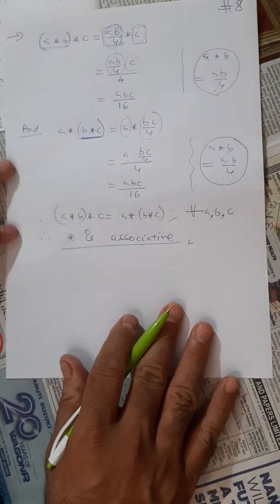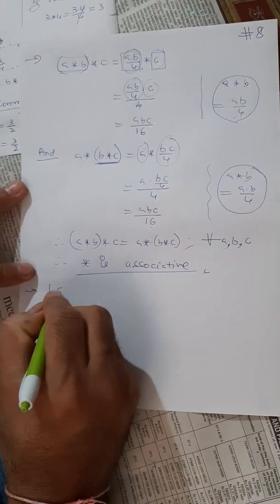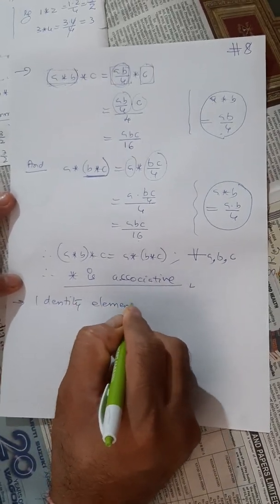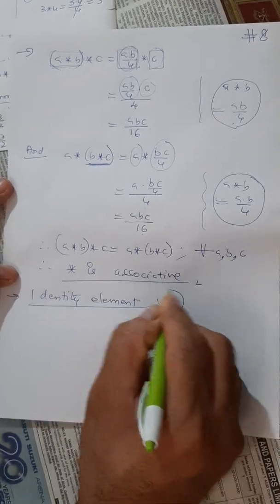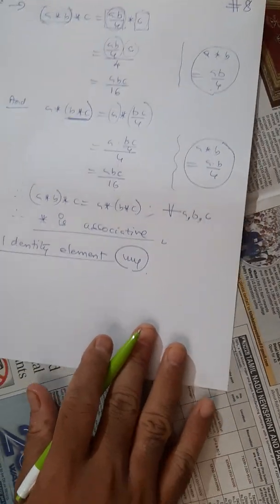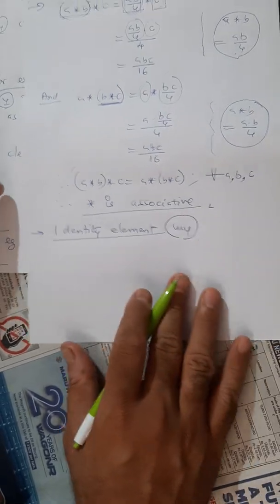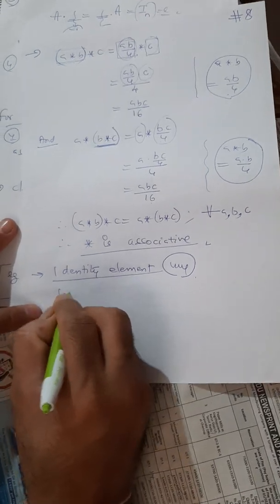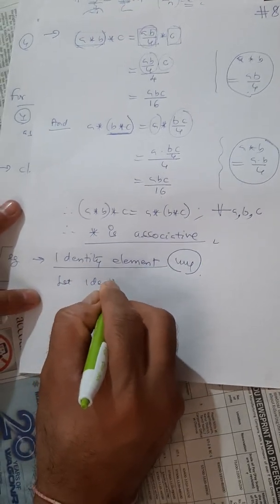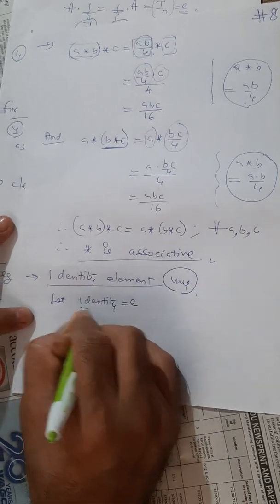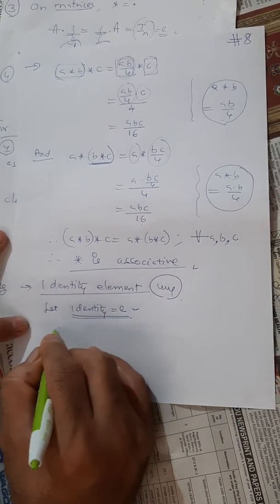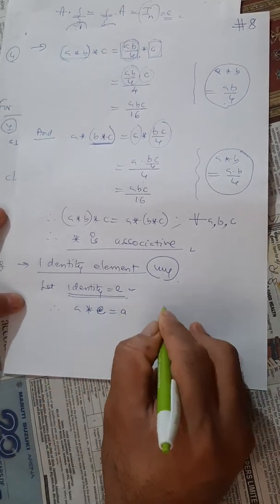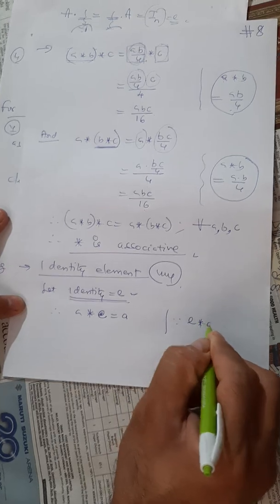Now the next important property is the identity element. This is a very important part. In such questions, this is a very commonly used standard technique. So let identity equal E. Now if E is identity, you know A asterisk E is always A. Even this is also true: E asterisk A is also A.